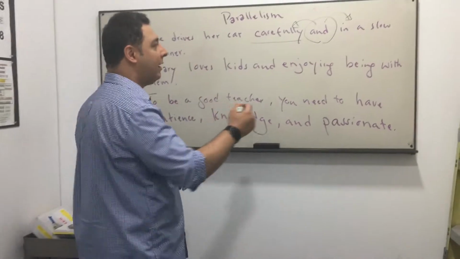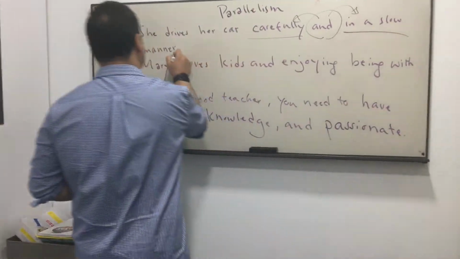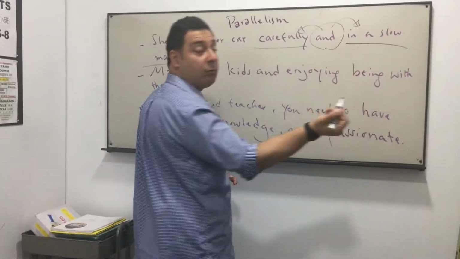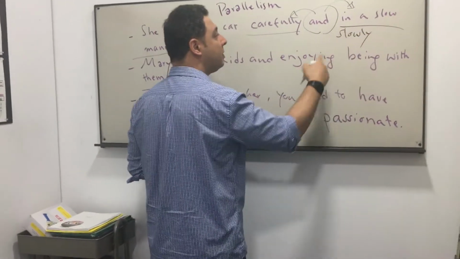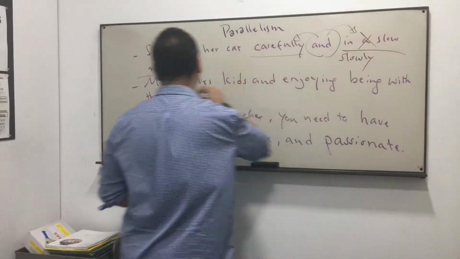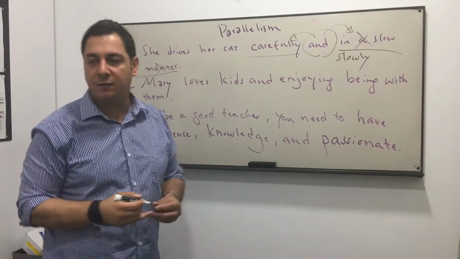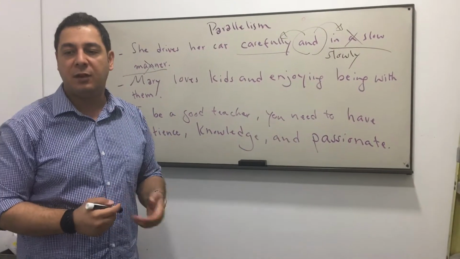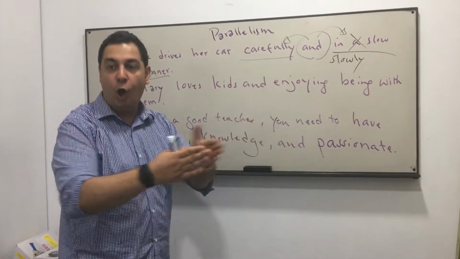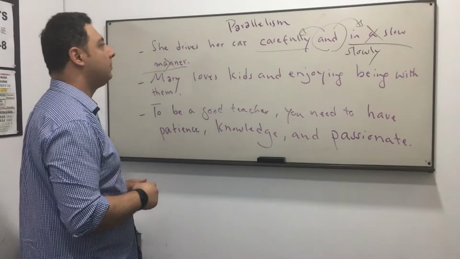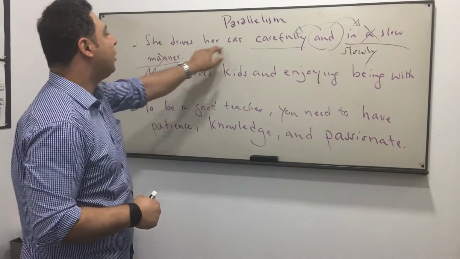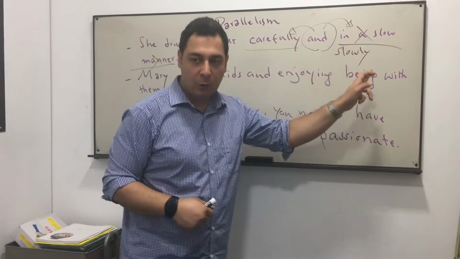So you have in a slow manner. Well, slow manner is an adverb phrase, but we could write slowly. So we can have this one, which is a shorter form of the adverb. We don't need that long phrase, just the adverb. So she drives her car carefully and slowly.